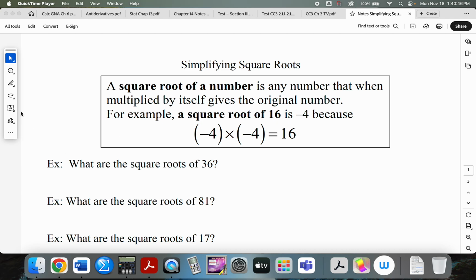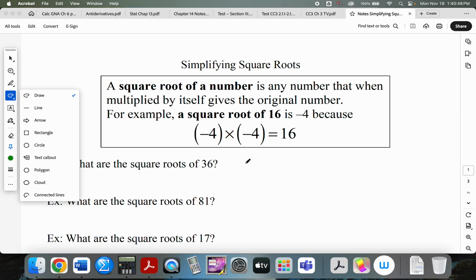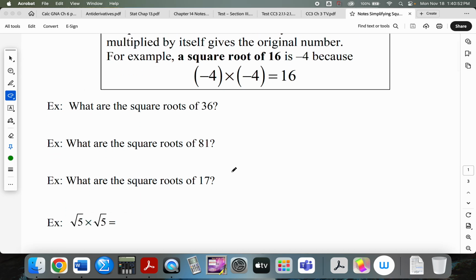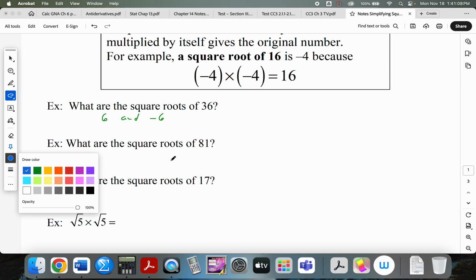So let's go through these pretty quickly. What are the square roots of 36? Both positive 6 and negative 6. Those are both square roots of 36 because either one of them multiplied times itself will give you 36. All right, what about the square roots of 81?